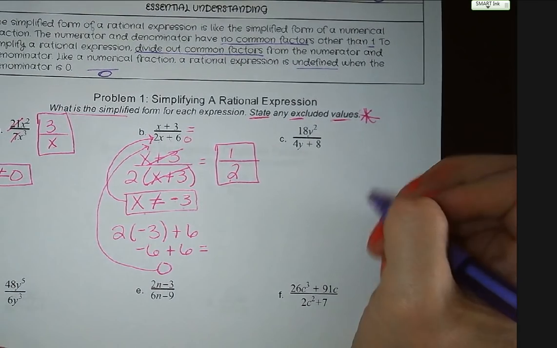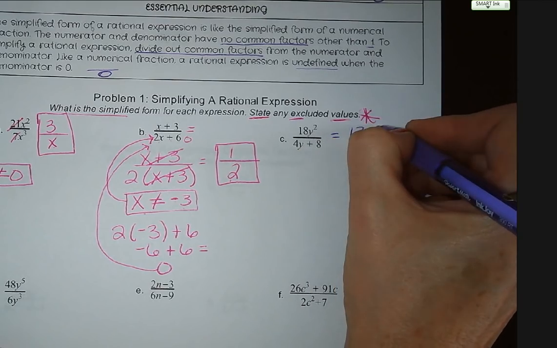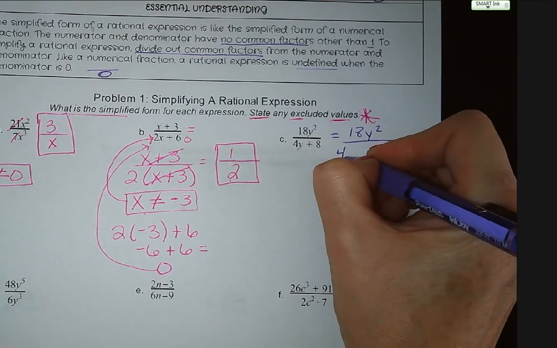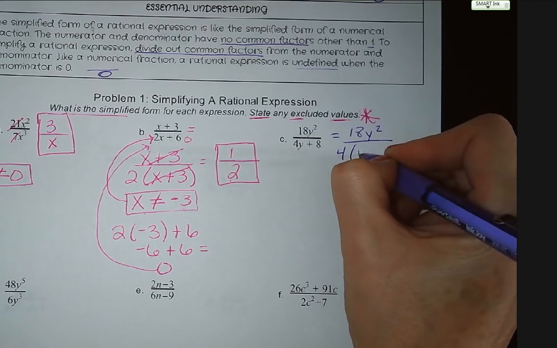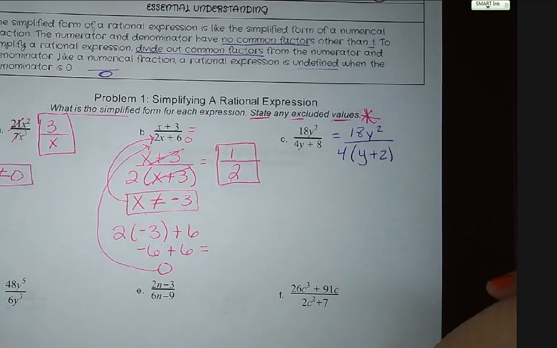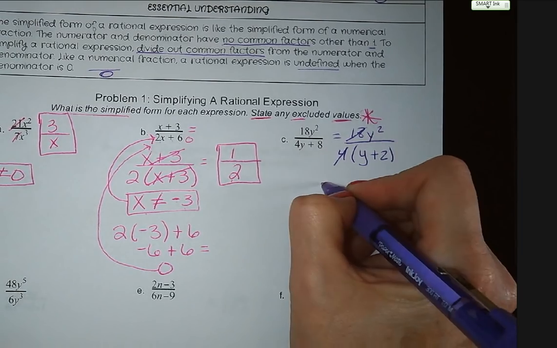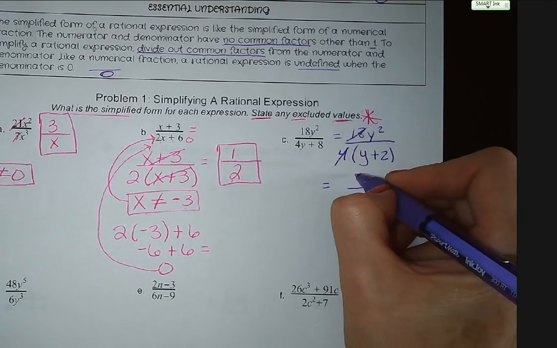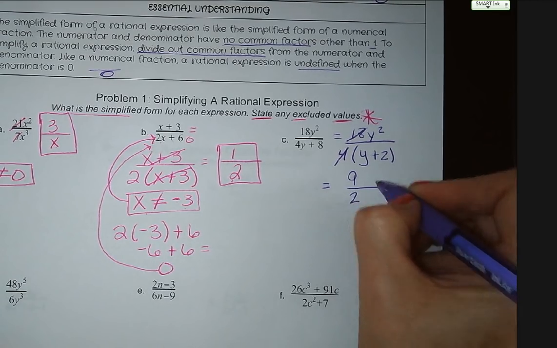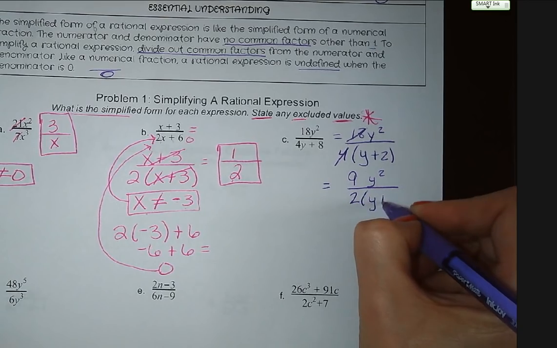All right, letter C, we've got 18y squared over 4y plus 8. Nothing we can factor on the numerator, but in the denominator we can factor out a 4 from 4y plus 8, and we're left with y plus 2. And now 18 over 4 can be reduced to 9 over 2. We've got y squared in the numerator and y plus 2 in the denominator.